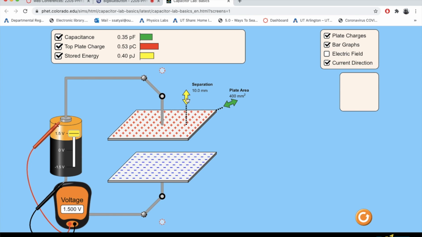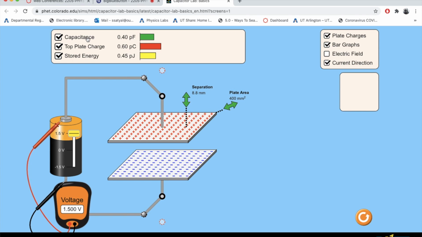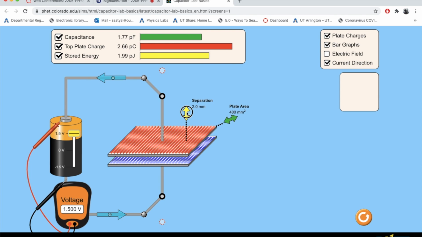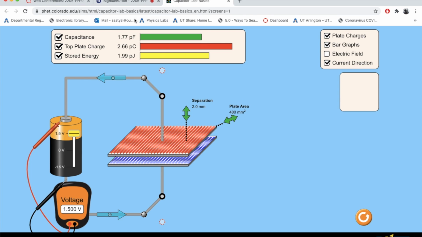What I can do now, I can decrease the distance. What happens, you see the capacitance should increase because capacitance is epsilon naught A over D. D is at the bottom. So if you decrease the distance, capacitance increases. And that's what we see here, right? And by decreasing the area, however, everything decreases. If I increase the area, my capacitance increases, hence the stored energy increases.